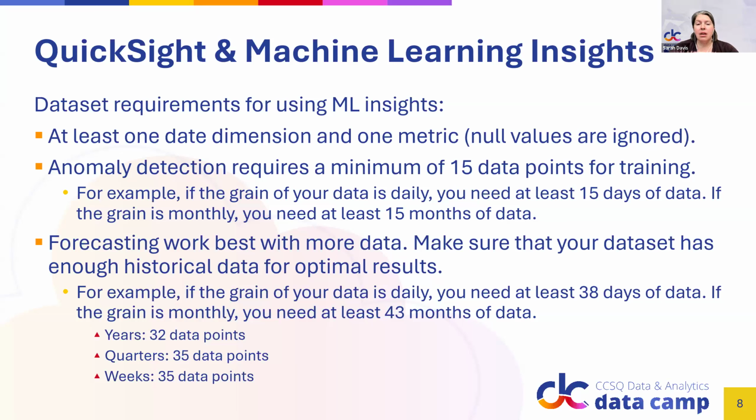Forecasting, obviously, more data is better. Depending upon the granularity of your date dimension, it's going to vary. So if you're looking at years, you need 32 years' worth of data. If you're looking at quarters, 35 quarters; weeks, 35 weeks; days, minutes, hours goes down as well. Check out the AWS documentation for that.